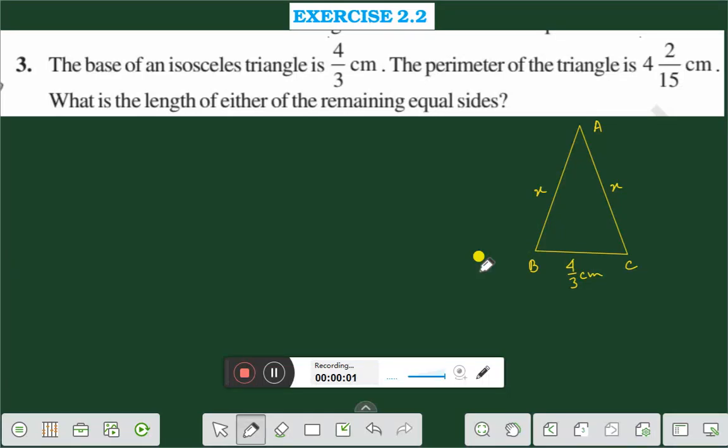Hello everyone. Today we shall discuss Exercise 2.2, question number 3. The base of an isosceles triangle is 4/3 centimeter. The perimeter of the triangle is 4 whole 2/15 centimeter. What is the length of either of the remaining equal sides?